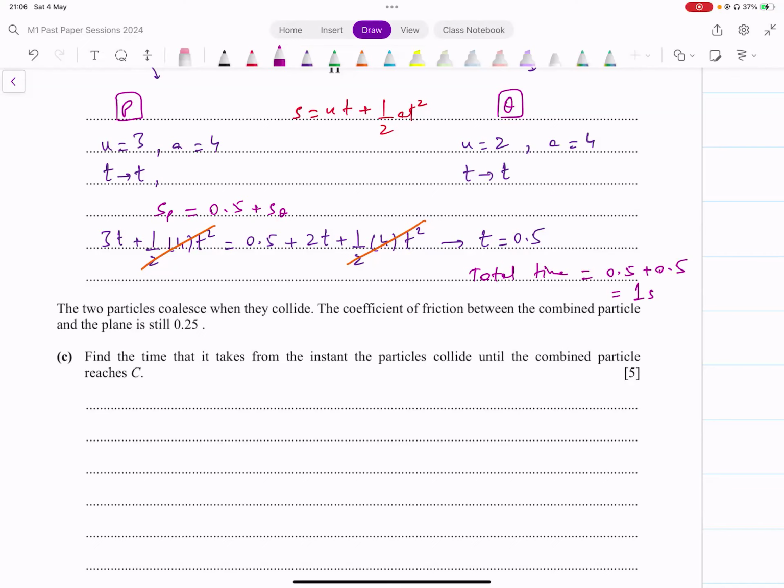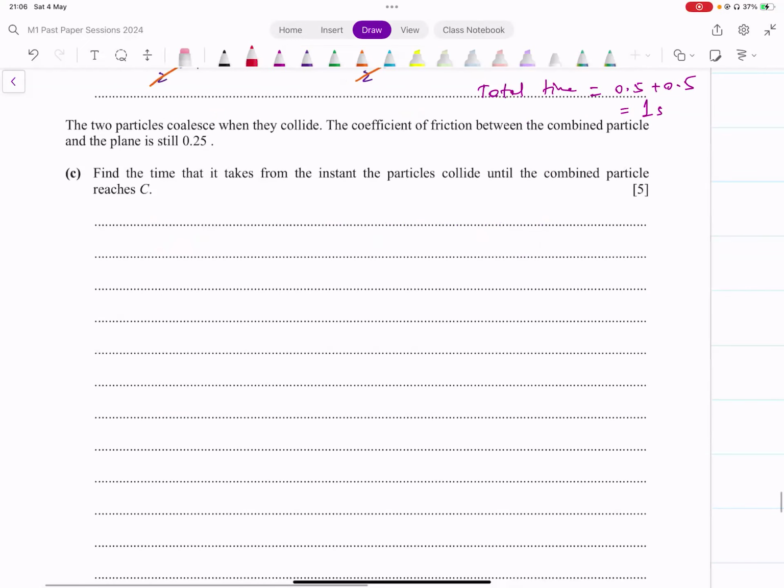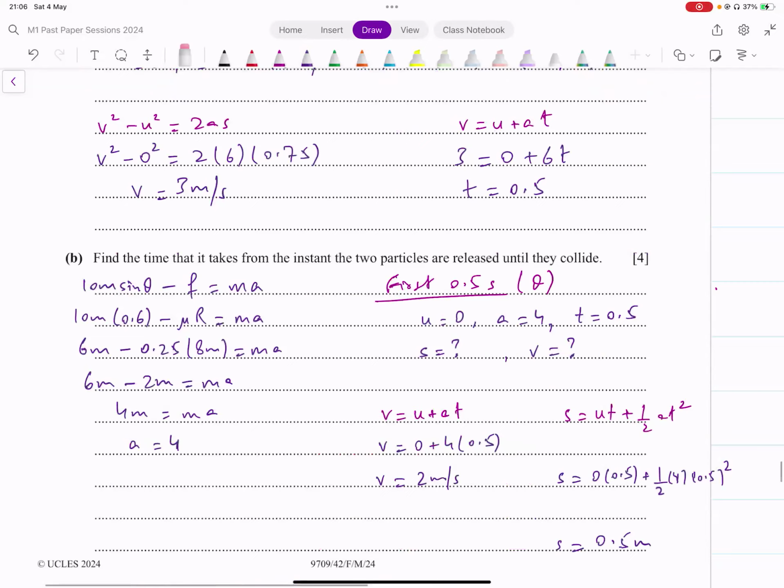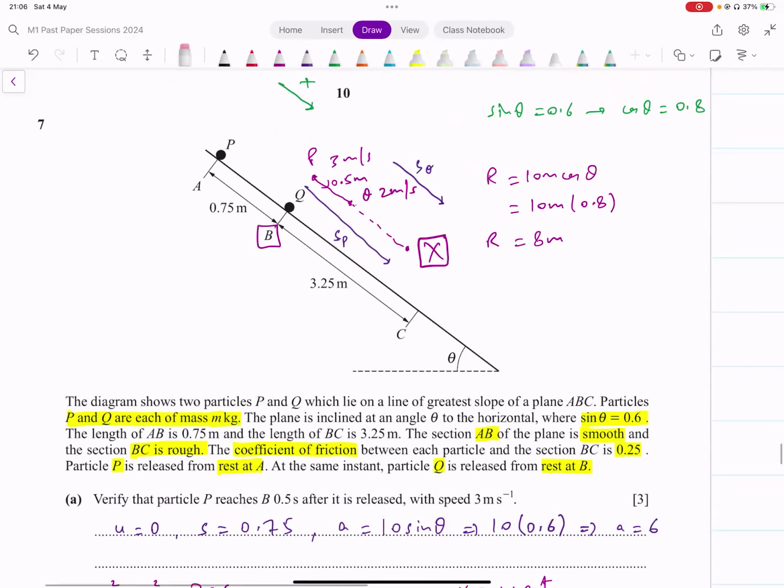That's part B. Now let's move on to part C. Now it says the two particles coalesce when they collide. The coefficient of friction between the combined particle and the plane is still 0.25. So this is still the coefficient of friction. Find the time that it takes from the instant the particles collide until the combined particle reaches the point C. Okay. Now let's think about this.